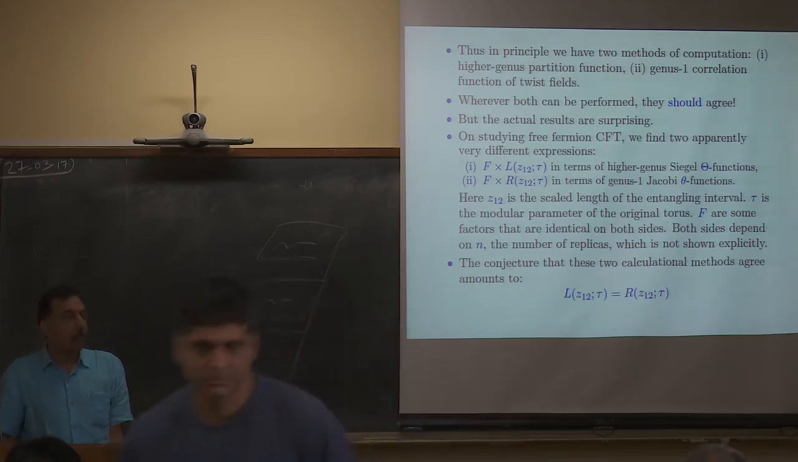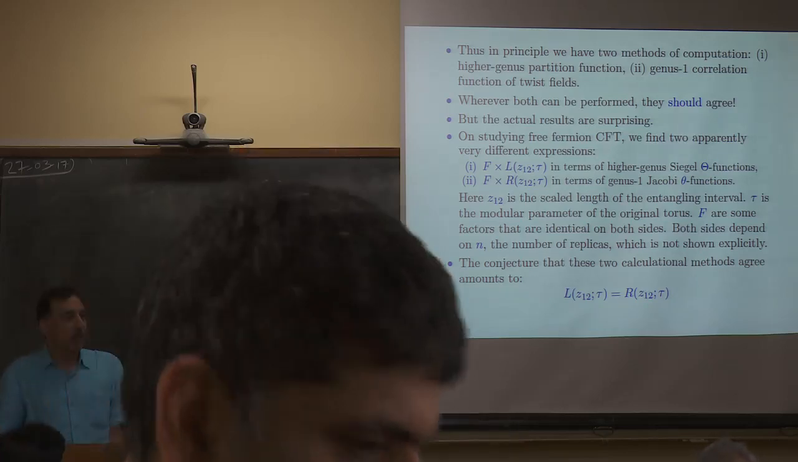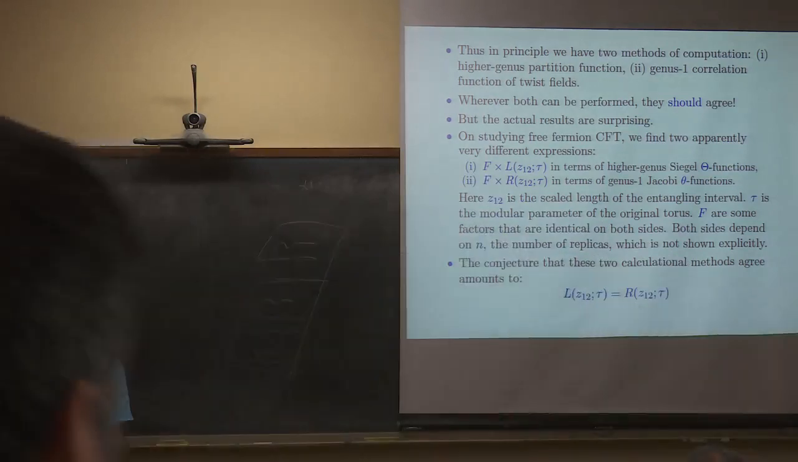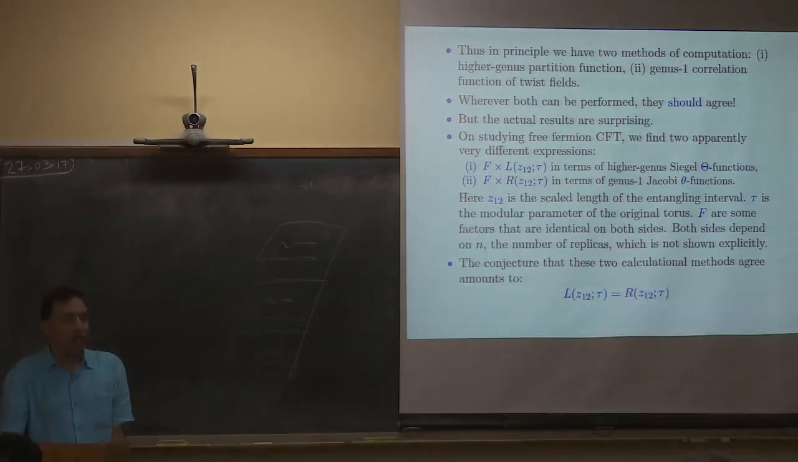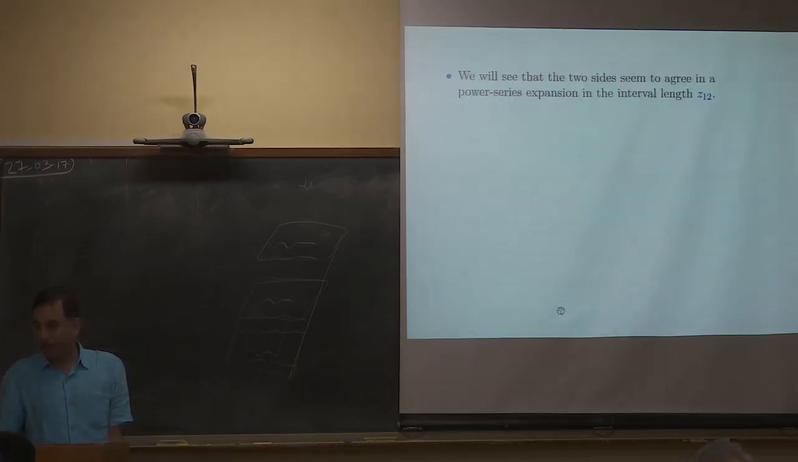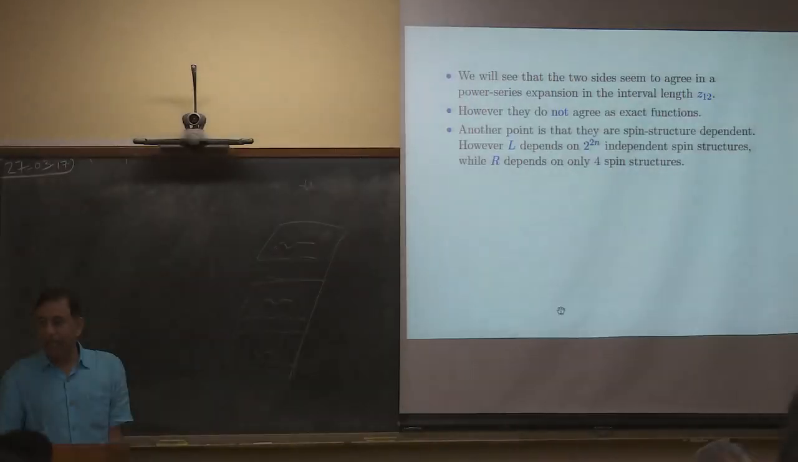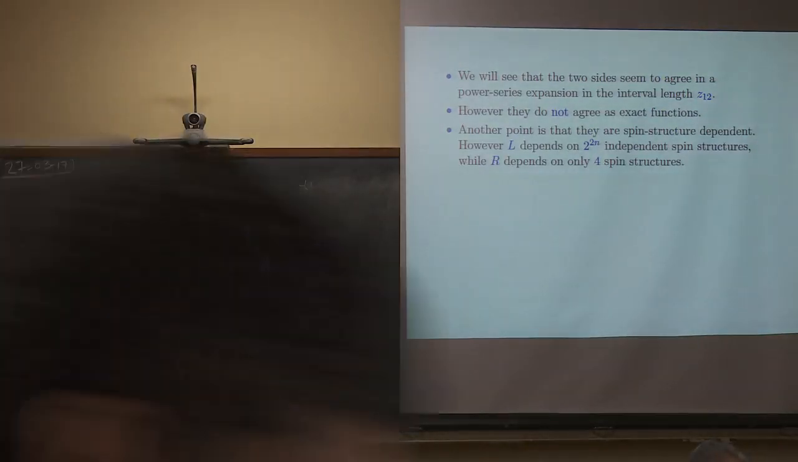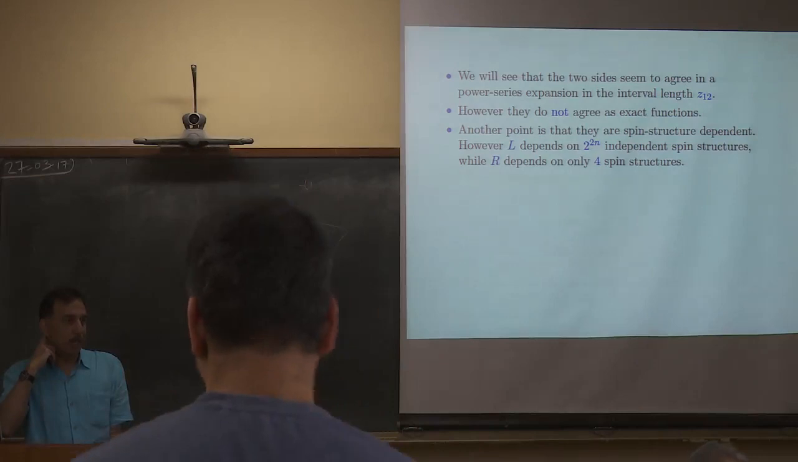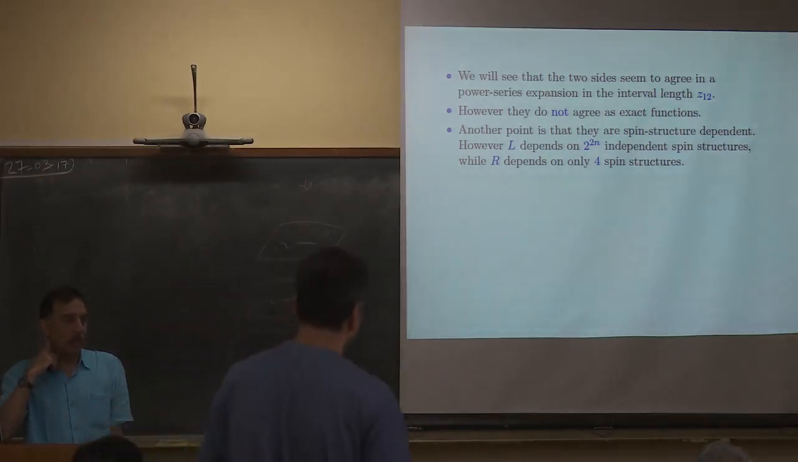So for now, let's do this so-called honest free fermion theory, which has no fancy boundary conditions, and we just pick one spin structure on both sides and stick with it. Okay. So my claim is that the two sides seem to agree in a power series in Z12, but don't seem to agree as exact functions. Even there. Okay. Yeah, even there. So that's what I want to focus on for the rest of the talk.